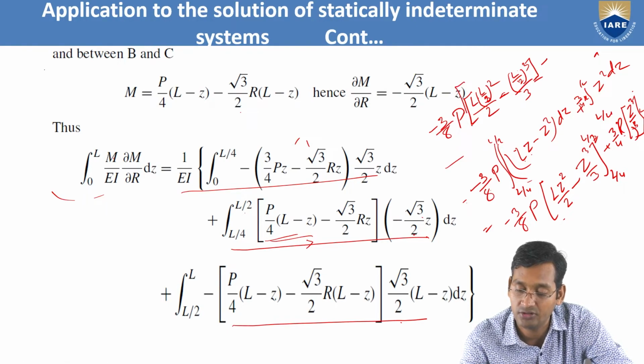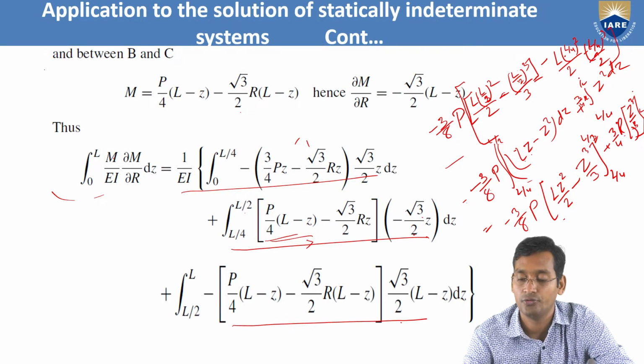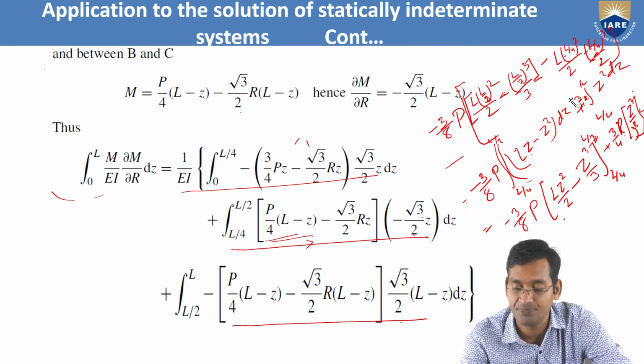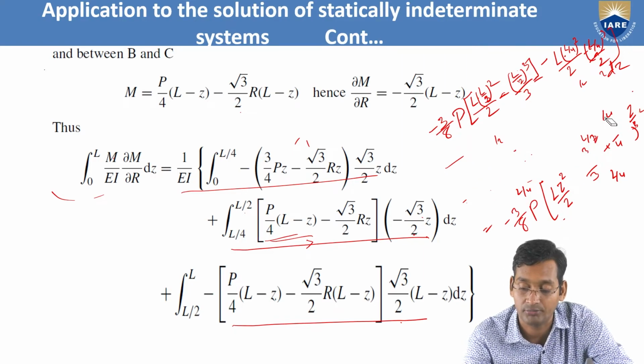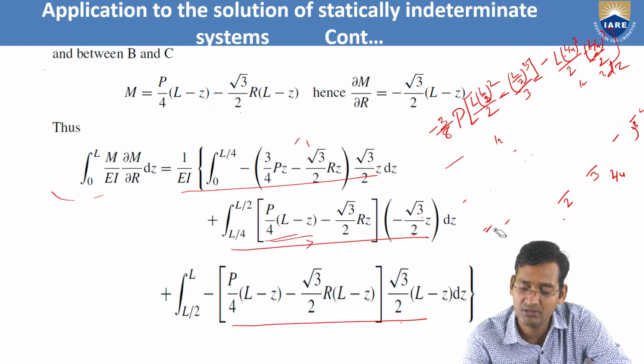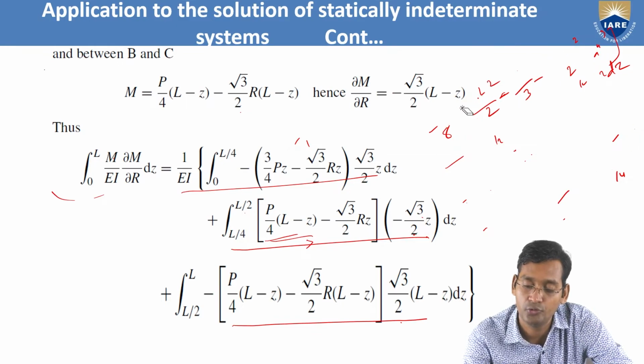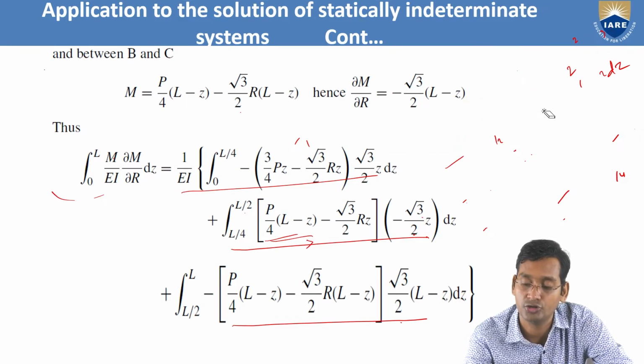Take this common. So now L into z square: (L by 4) whole square by 2 minus (L by 4) whole cube by 3. After simplifying this, whatever value you get will be for the second one. In a similar way, you have to do it for the third also.